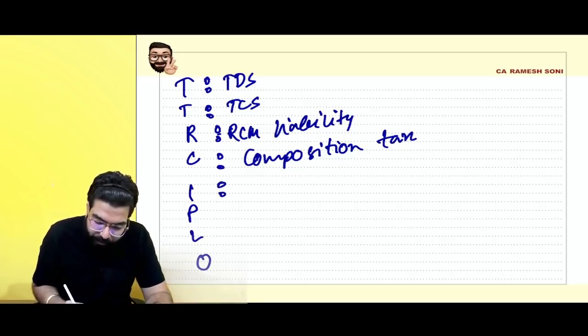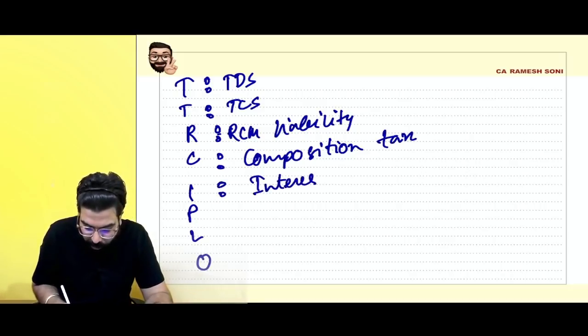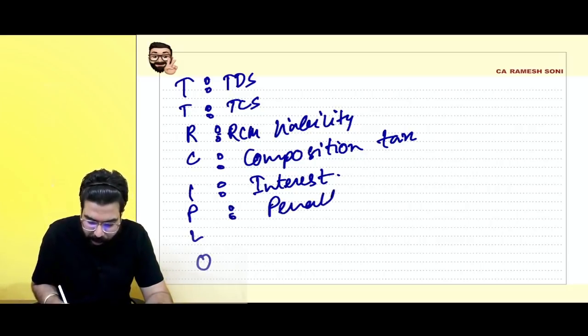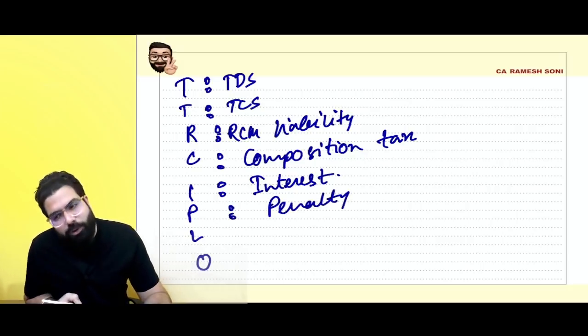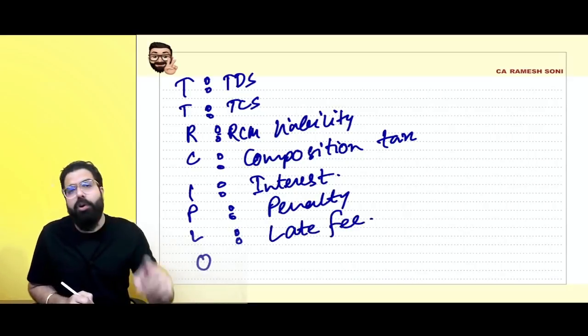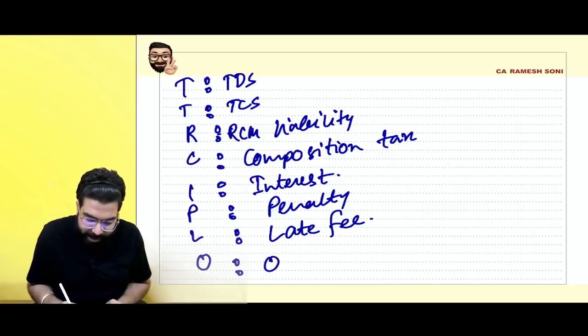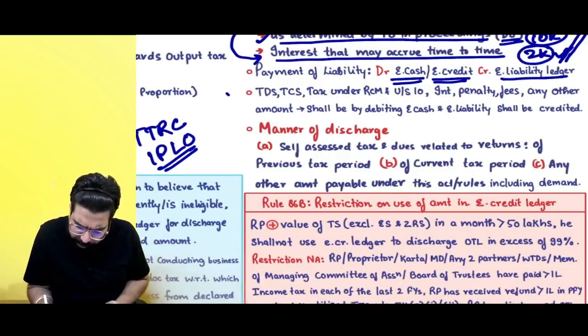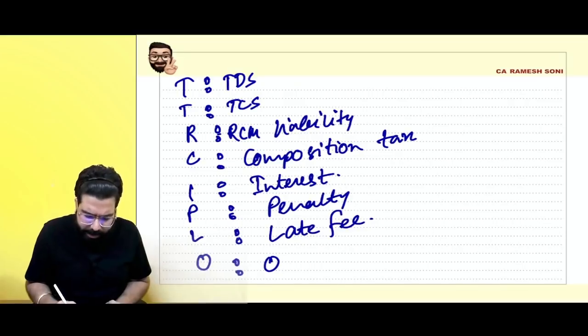Okay, sir. I for interest. Interest also always has to be paid in cash. P for penalty. Any amount of penalty which is there also has to be always paid in cash. L for, sir, late fee. Any late fee which is payable by you also has to be paid in cash. O for any other amount, any other amount which is there also has to be paid always in cash.